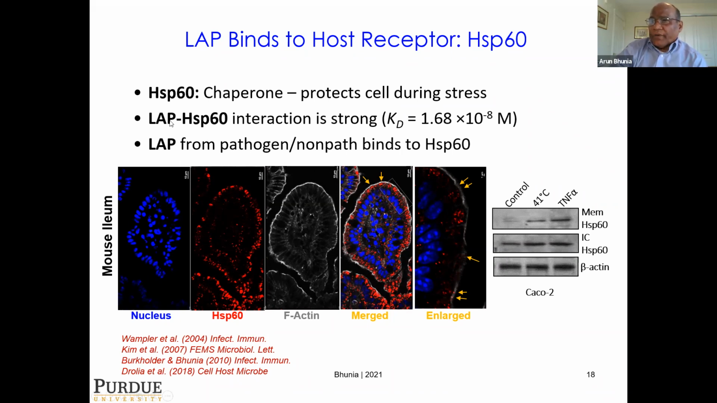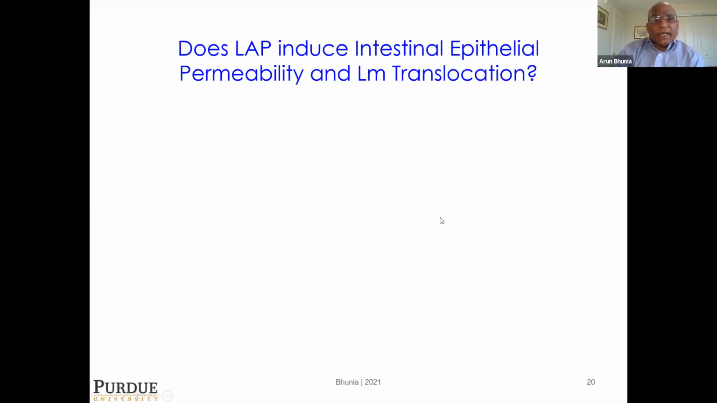Another thing, we also found out that between LAP and Hsp60 interaction, the affinity is very strong. And so you can see this as close to an antigen-antibody interaction. And as I said before, LAP from both pathogenic as well as non-pathogenic Listeria also interacts with Hsp60. So we established that Hsp60 is an important receptor for LAP and for the Listeria LAP-mediated pathogenesis.